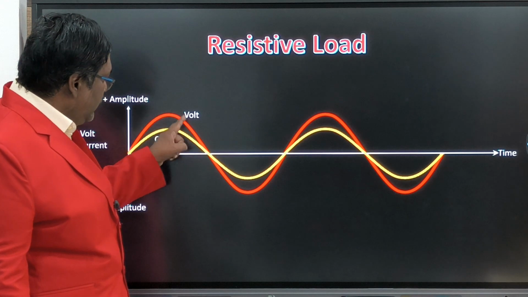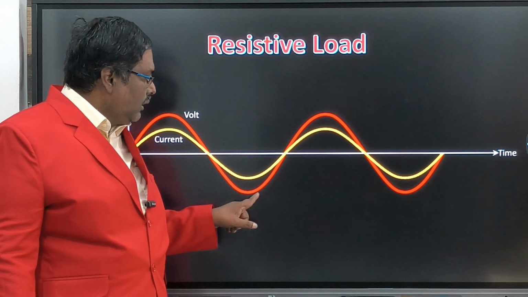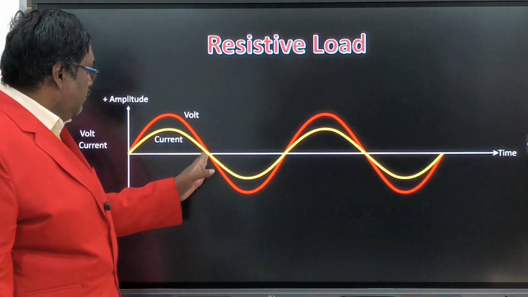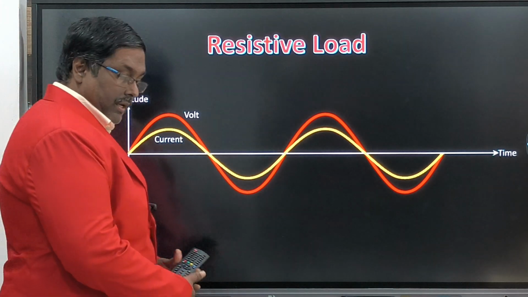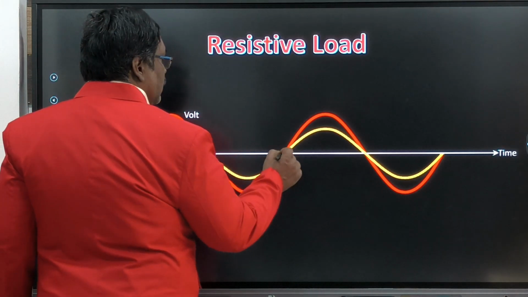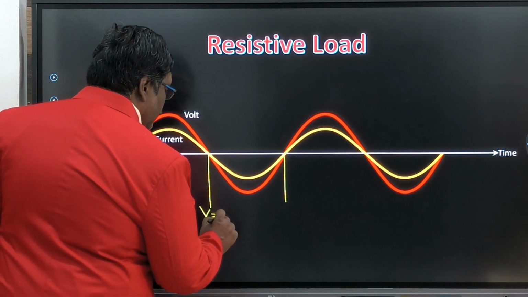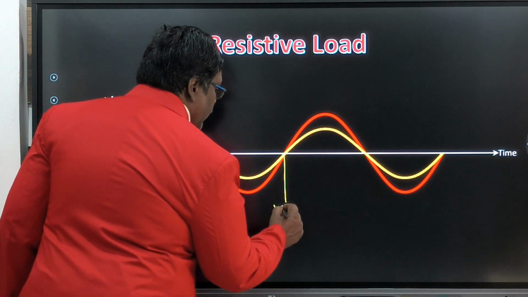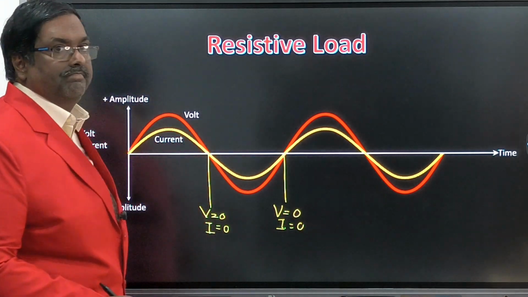Now you see, if the voltage becomes 0, then the current is also 0. Again in the negative direction, when voltage comes to 0, current also comes to 0. There is no delay. So in this section both voltage and current are 0, in this section voltage and current are 0, right? So we can mark it. Here also voltage is 0, current also 0. Okay, here also voltage is 0, current also 0. Got it?